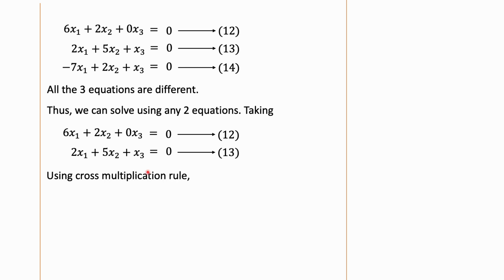So again, I will go for the cross multiplication rule. Write x1, x2, x3. Below that, we must write some values here. Let me show it here again. Leave x1 because I am starting from x2. Write 2 and 5 here. Then go to the right. You can write 0 and 1, the coefficients of x3.